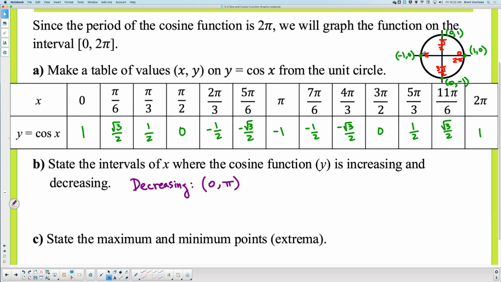Now, once you hit pi and you work your way around the circle this way, what happens to cosine now? Since I'm moving to the right, it increases. It increases from pi to 2 pi.